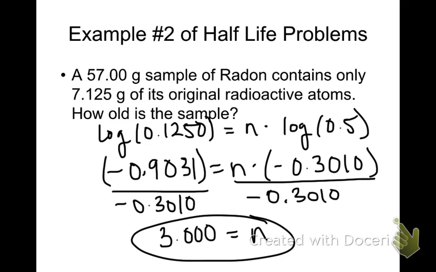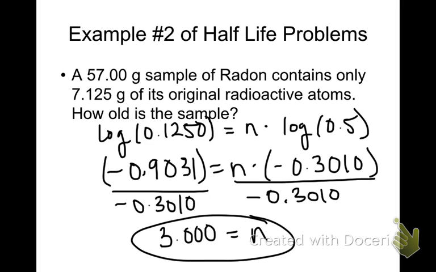And on the other side, we got to keep n, and that's going to be times the log of 0.5. So again, you're going to put in 0.5 and then hit your log base 10, or log subscript 10, and you'll get negative 0.3010. Okay, so then solving for n, we're just going to divide each side to get n by itself.